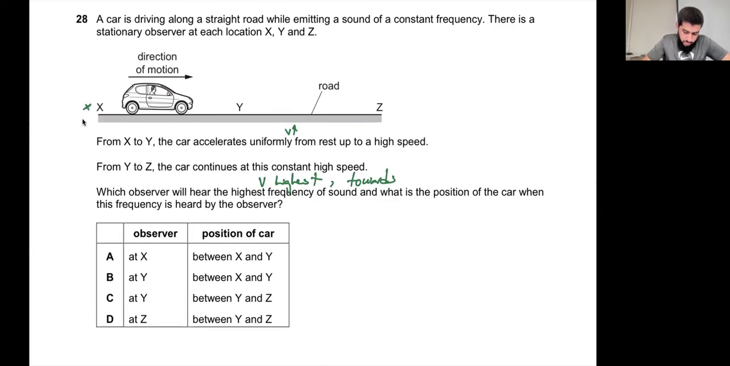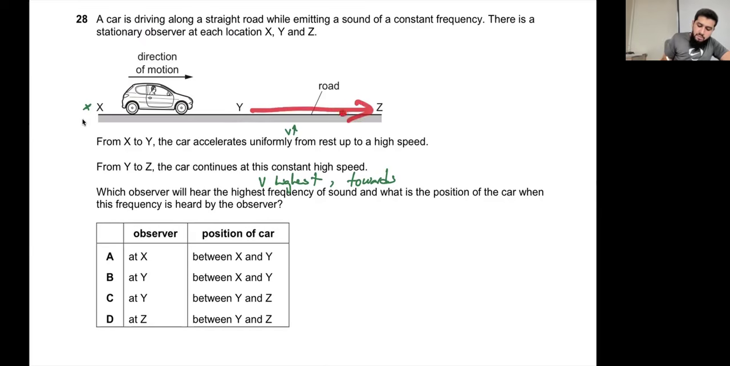Now, the maximum speed of the car will be at position Y, because it's accelerating from X to Y. And when it is at position Y, the person standing over here will hear the actual frequency, because at that instant, nothing happens. It's neither moving towards or away. At that instant, you've got that transition happening.